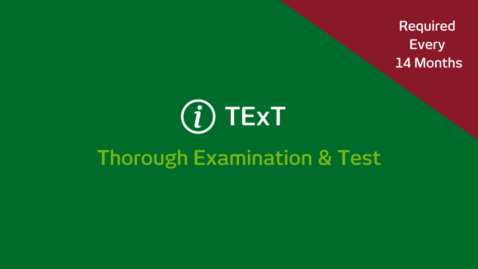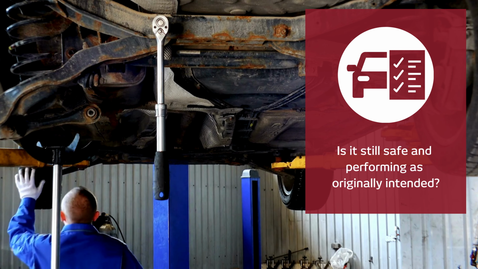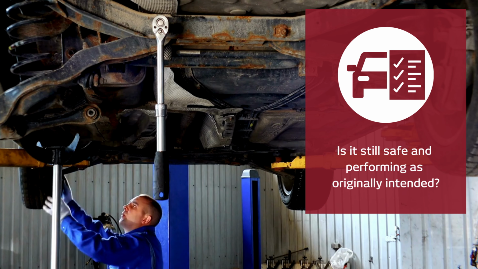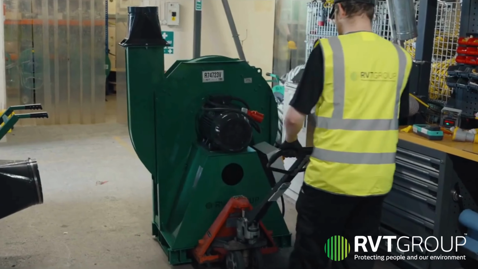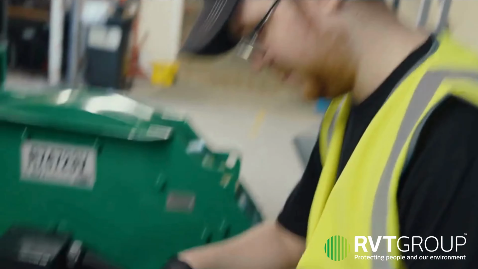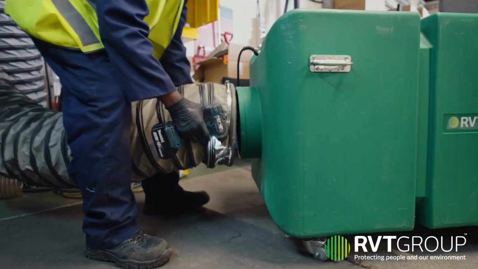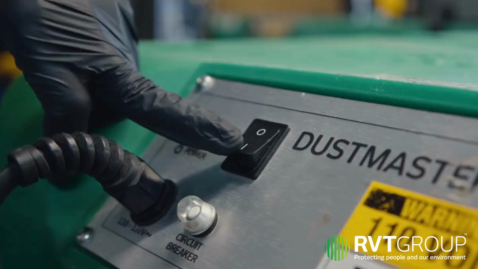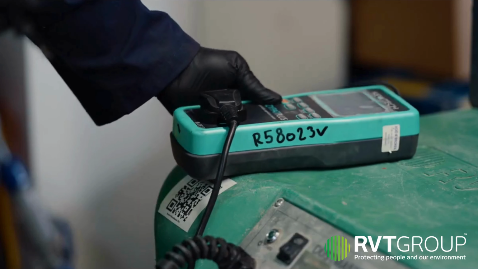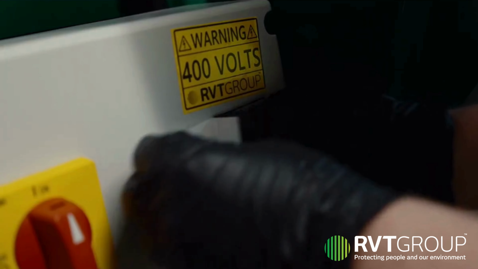It is also important to remember that all LEV systems require a thorough examination and test every 14 months. This can be compared to a car MOT. A series of tests need to be conducted to ensure that it is still safe and performing as originally intended. If you are hiring the equipment through a specialist supplier, they should be able to conduct a thorough examination and test, and issue a certificate. RVT customers can rest assured that we always provide this for you.